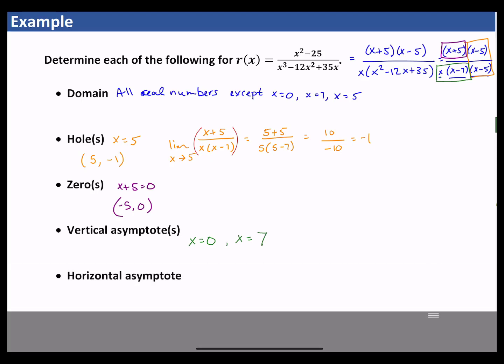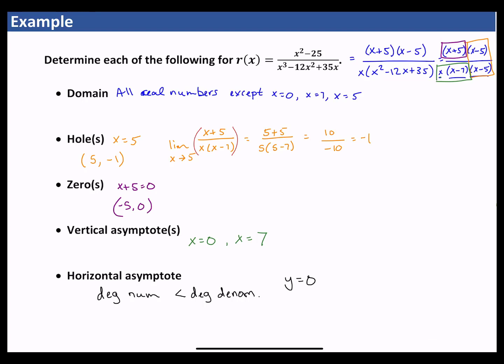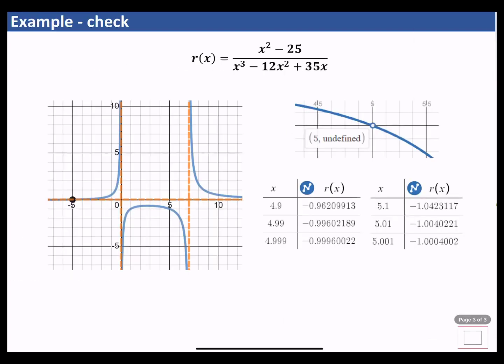And lastly, for the horizontal asymptote, we need to consider the degree of the numerator and the denominator. And we see that the numerator is degree 2 and the denominator is degree 3. So the degree of the numerator is less than the degree of the denominator. And from our previous work, we know that that means the horizontal asymptote is y equals 0. So we've identified all the key features. Let's check them by looking at a graph and a table of values.